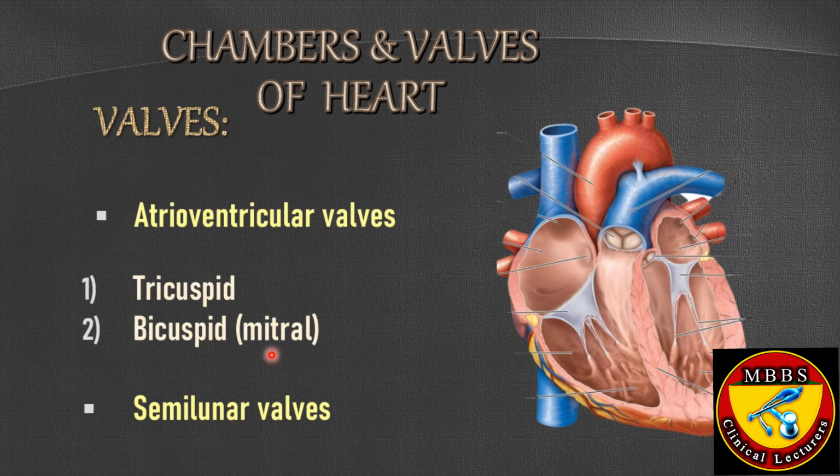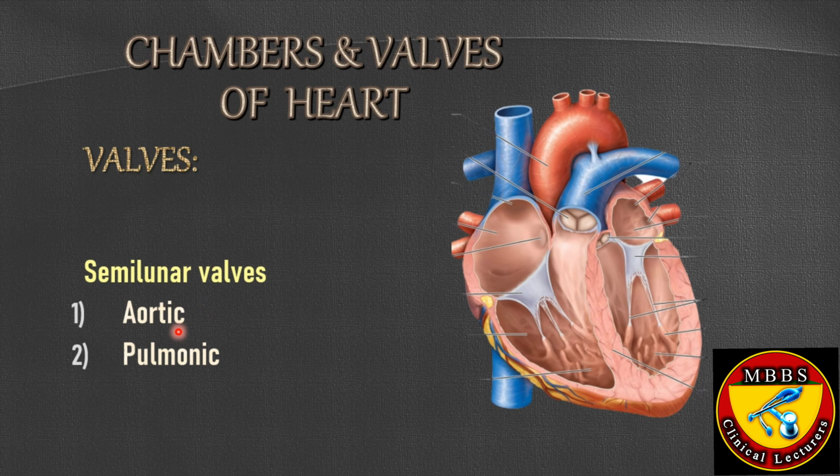The bicuspid valve is called so because it has 2 leaflets or 2 cusps, and the tricuspid valve has 3 cusps or 3 leaflets. That is why it is called a tricuspid valve. And there are the semilunar valves, which are the pulmonary and aortic valves.